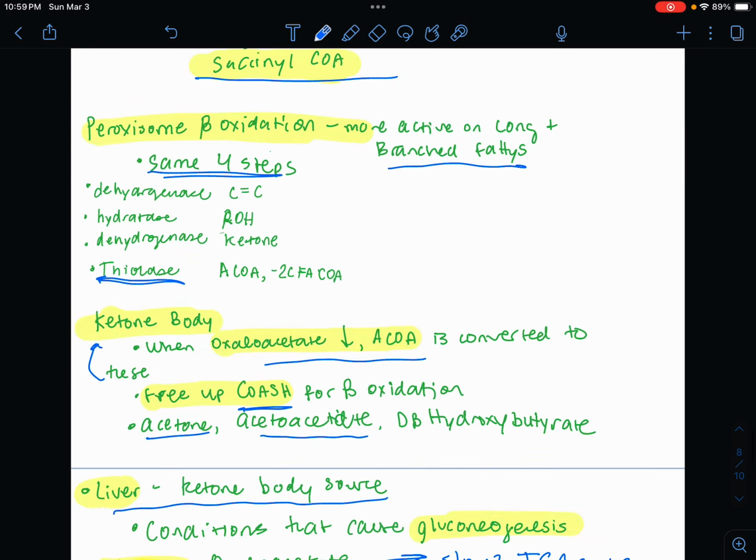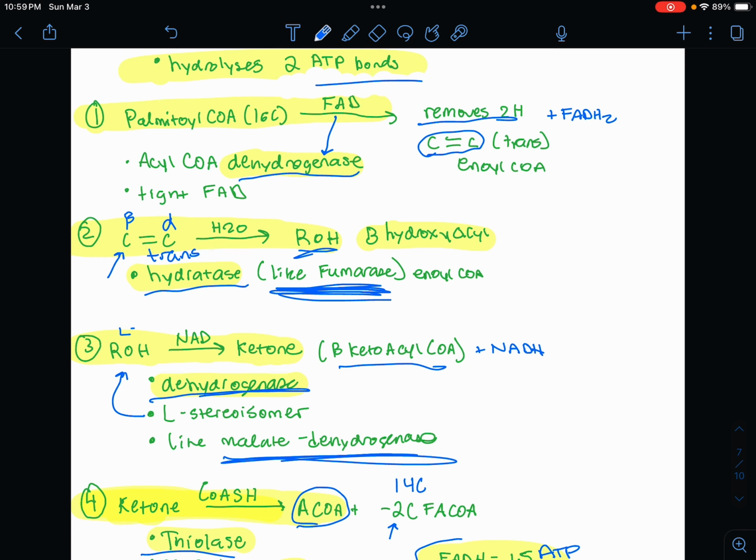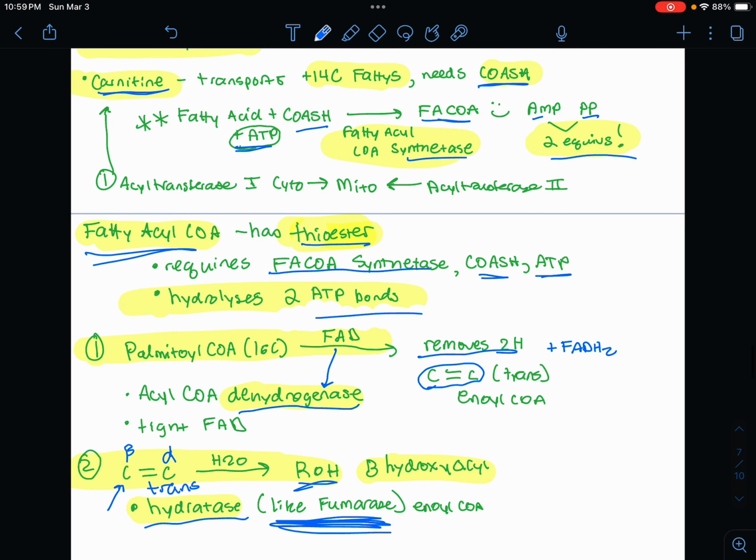All right, that's going to be all on beta oxidation for now. Again, remember, beta oxidation, 4 steps. After we activate our fatty acid with CoASH and ATP, we're going to first do that with fatty acyl-CoA synthetase, and that's going to be 2 equivalents. Let me make sure there isn't any regulation. Let me go to the very end here. I forgot to add the regulation in.